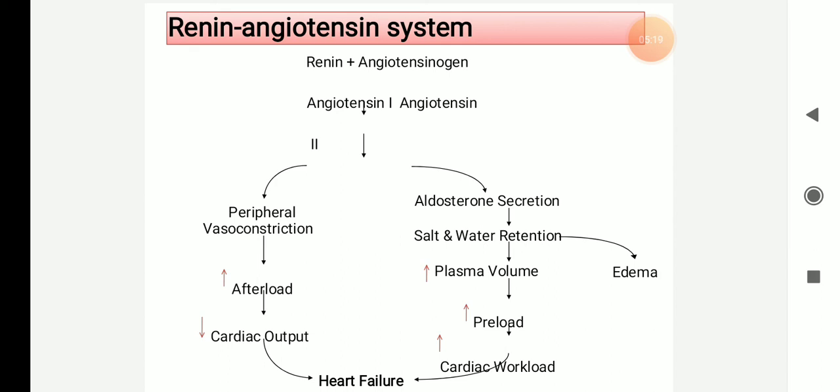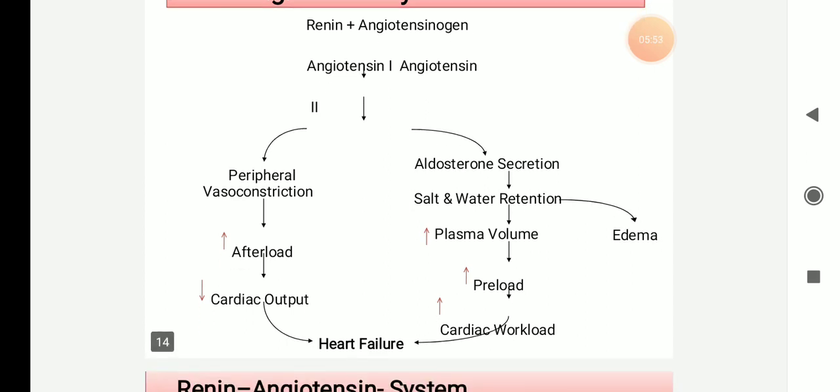In the second part, aldosterone secretion is produced, then salt and water retention is produced. When salt and water retention is observed, edema is produced, and also plasma volume increases. When plasma volume increases, preload increases, and then cardiac workload increases. When the cardiac workload increases, heart failure is observed.